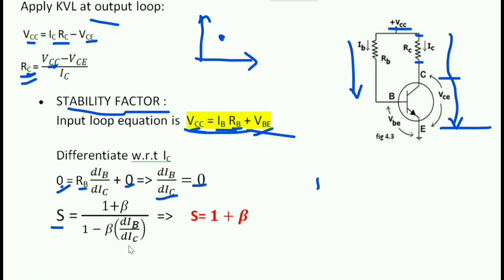We have seen earlier that the stability factor equation is S equals 1 plus beta by 1 minus beta into dIB by dIC. Now substitute the dIB by dIC value as 0 in this equation. The total term will be cancelled, and we will be left with 1 plus beta by 1. This is nothing but S is equal to 1 plus beta.